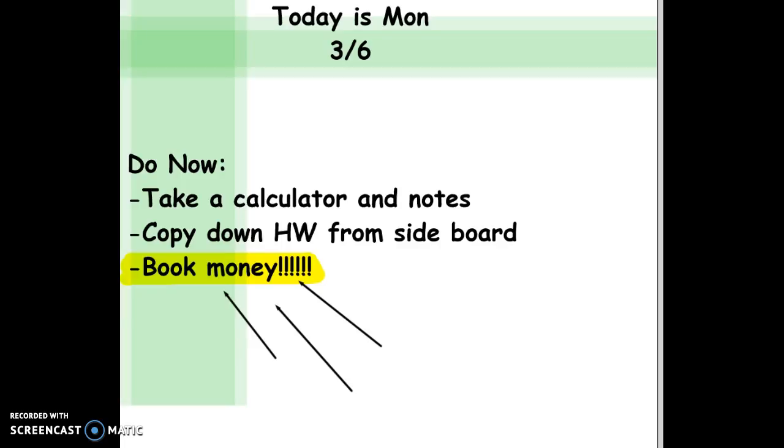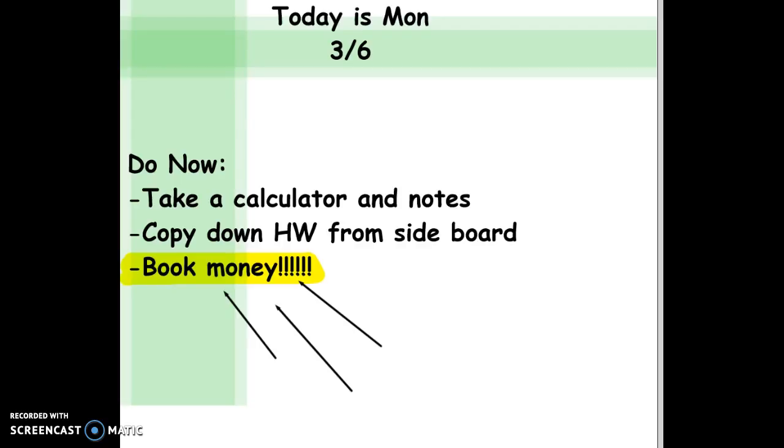All right, make sure that you're going to copy down your homework from the sideboard and that you have taken the notes for today. All right, I will be after school tomorrow. All right, I had to change it to Tuesday. So if you need to stay to make up any work or you need to go over any material, any factoring that we've been working on, make sure you stay.